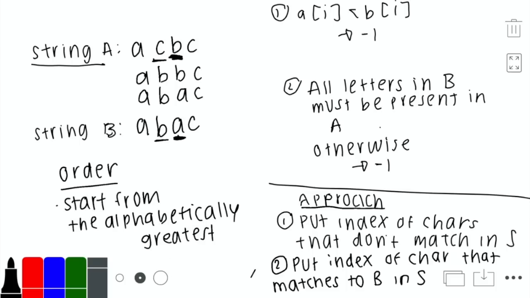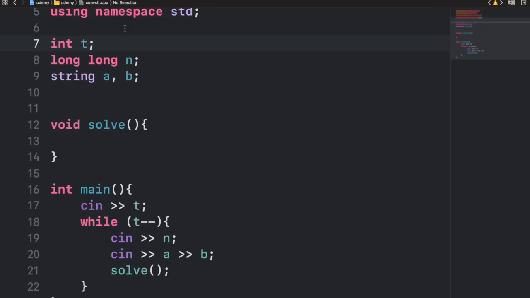Okay, so now given our approach, our conditions, and the order we want to do the approach in, we can now code the solution to this problem. I'm going to be going over the code now. So first, I already created a variable for the number of test cases, and I'm inputting that here. And then while t minus minus, I'm inputting n, which is the number of characters in each of the strings, and I'm also inputting each of the strings a and b. And then I'm calling this function called solve.